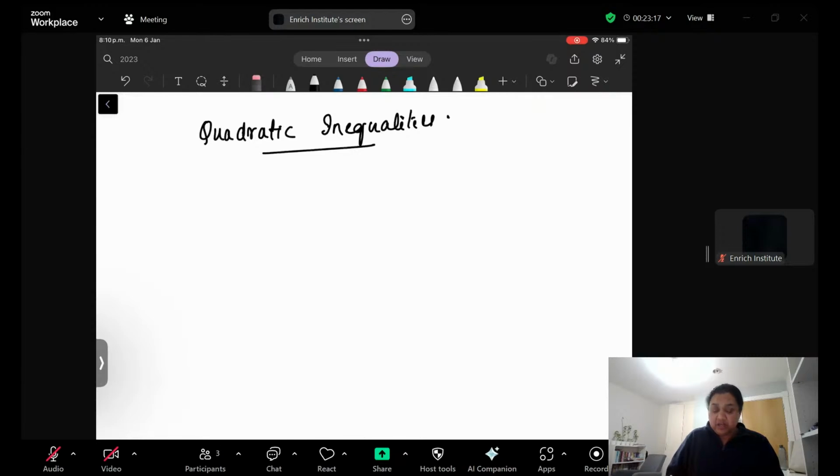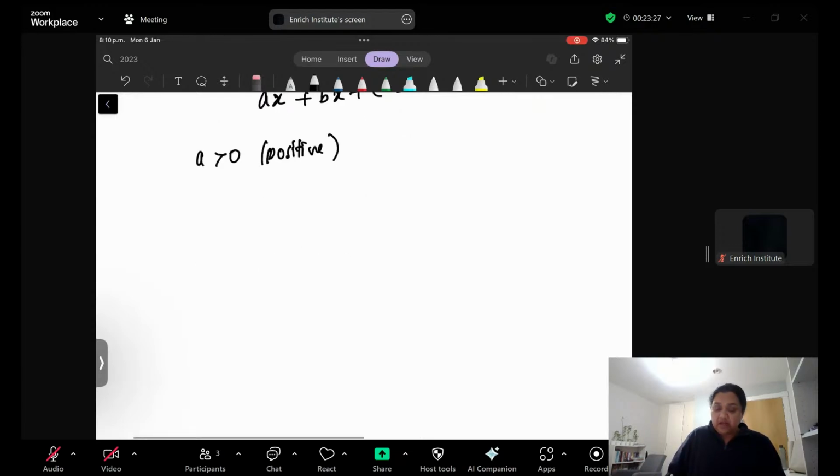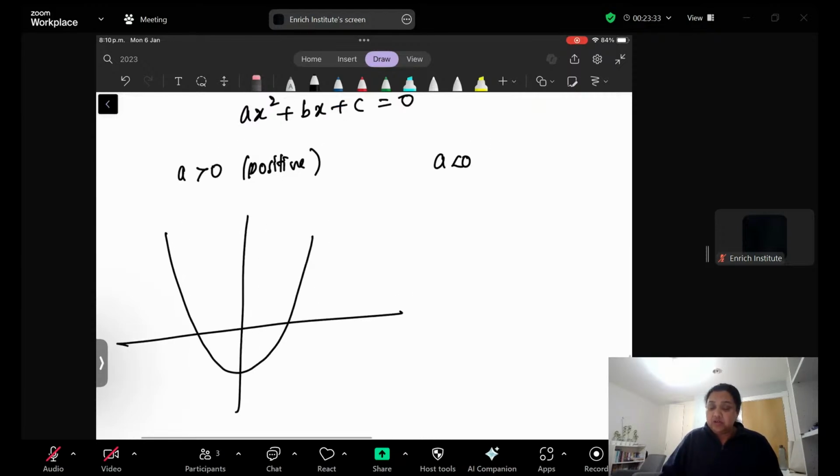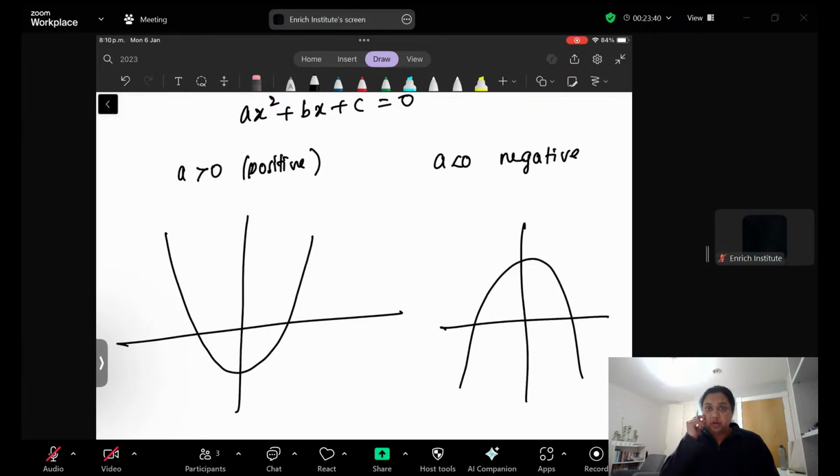If there is a quadratic equation, ax square plus bx plus c is equal to 0, if a is positive, this graph will look like this, U-shaped. And if a is negative, less than 0, it will look like this. So this is one small thing which you have to know before we move on to this topic.